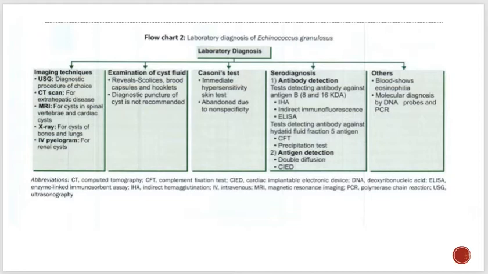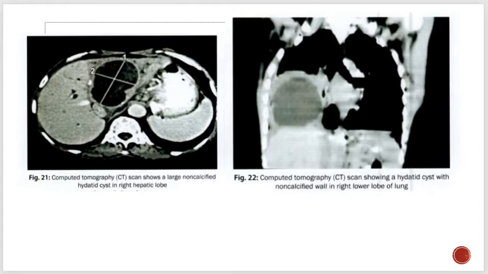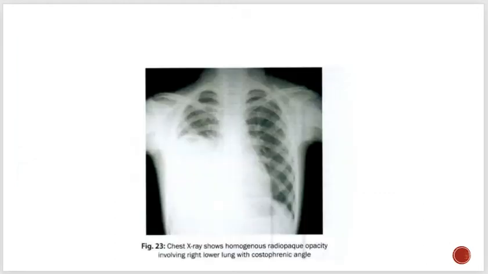Now you can see the imaging they are showing over here, different images taken from patients who have this condition. On CT scan you can see a big hydatid cyst inside the liver, or you can see it in the lung lobe. Again, the X-ray shows a big cyst in the right lower lung, which can be seen here.